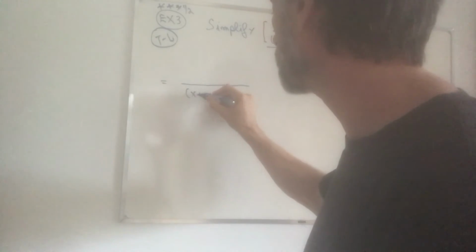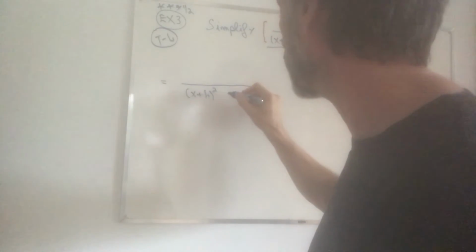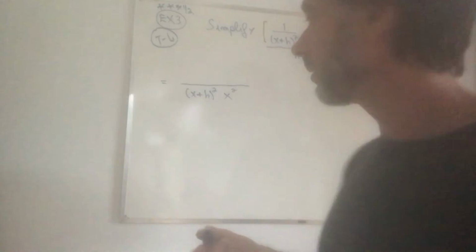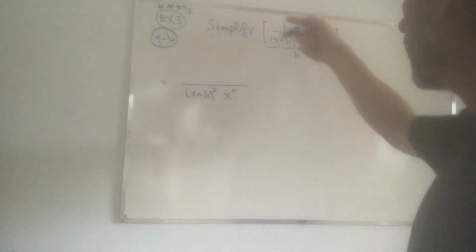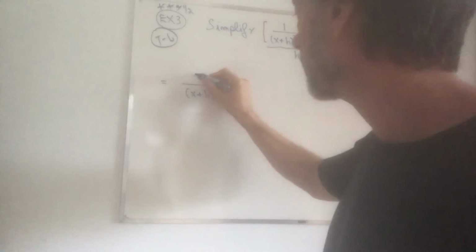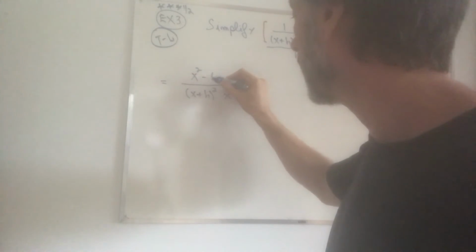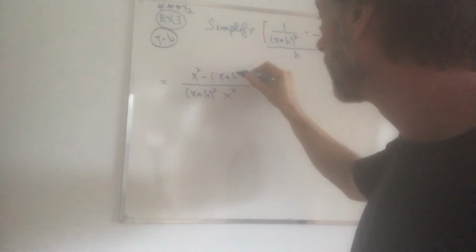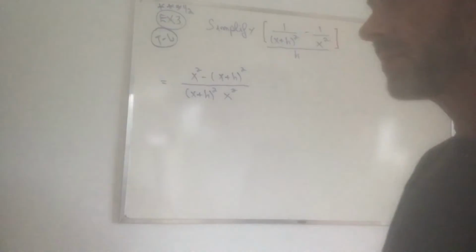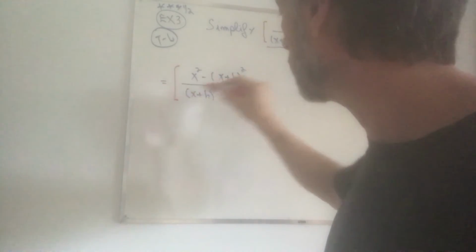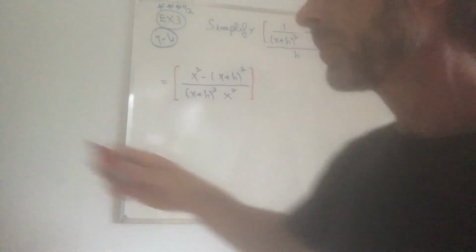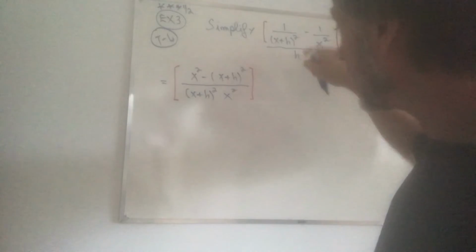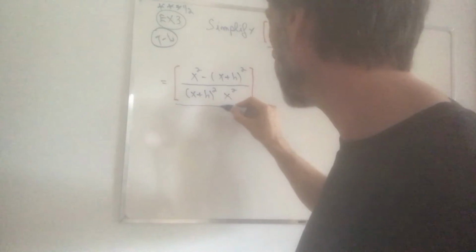So x plus h squared times x squared, that's my denominator. And then for the crisscross, so here comes x squared minus the other, this times 1, x plus h squared. We're going to need a bracket here, obviously. And that accounts, mesdames et messieurs, ladies and gentlemen, that accounts for the numerator. All of this is yet again divided by h.